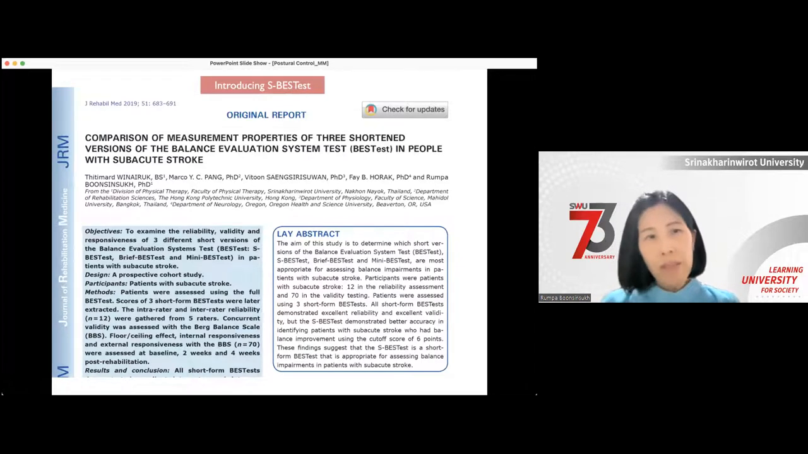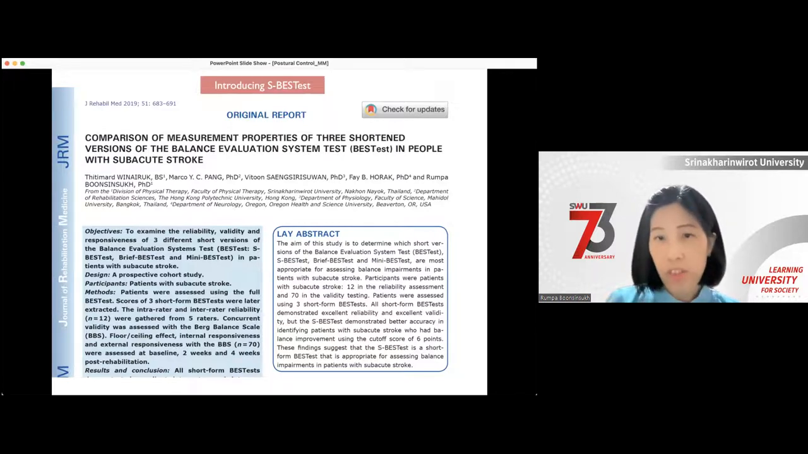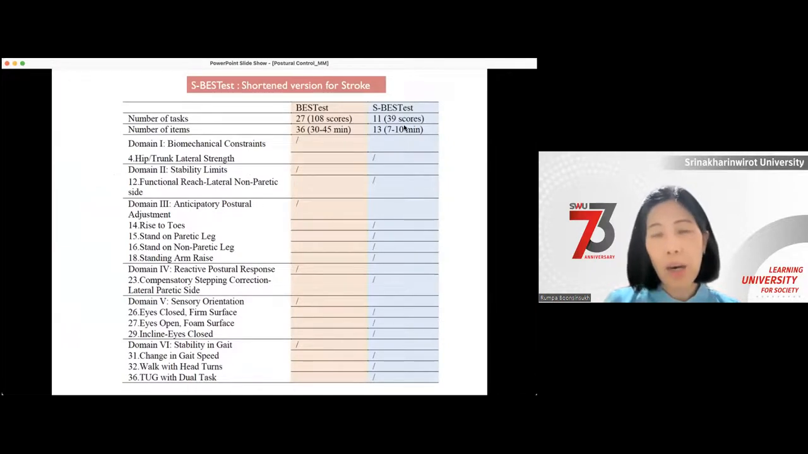Now, the BESTest, as you can see, has six domains and several items to assess, which usually takes about 30 to 45 minutes. In practice, we found that the BESTest may be too long for patients with stroke. So we developed a shorter version of the BESTest, which we call the S-BESTest, or Stroke BESTest. In the S-BESTest, we used Rasch analysis to reduce the number of items from 36 down to 13 items, and from 27 tasks down to 11 tasks. The score comes down to 39 as opposed to 108 in the BESTest. And it shortened the time to do the test a lot.